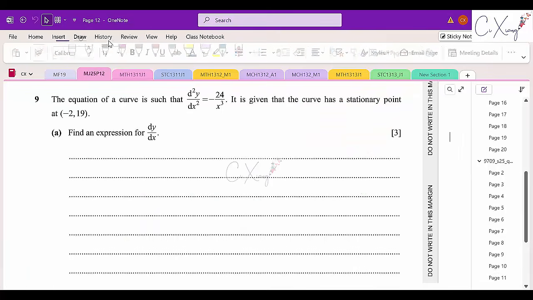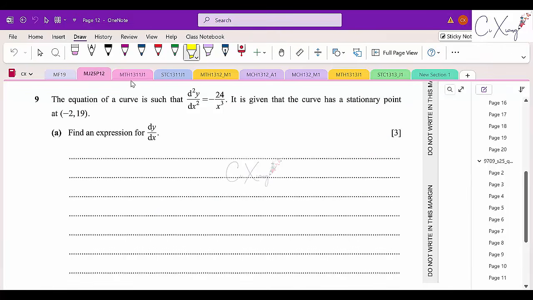Right, so we are now at question number 9. We are given the equation of a curve such that d square y over dx square equals negative 24 over x power 3. It is given that the curve has a stationary point at this. This is a stationary point, right? Okay, find an expression for dy/dx.